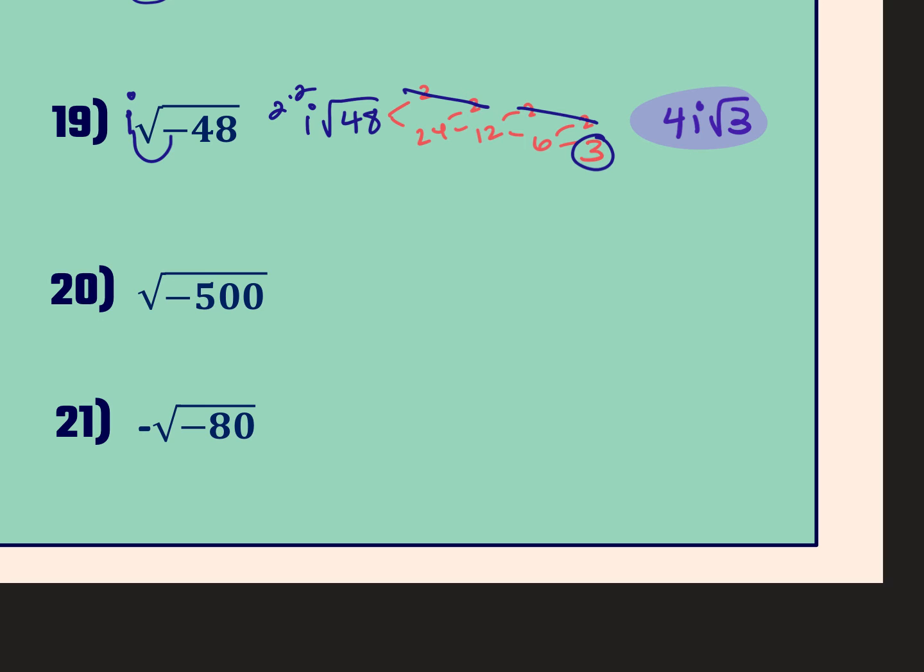Looking at 20, I want to take the negative out, so i square root 500. This is 5 times 100, which is 10 and 10. I can continue to break that down, or the 10 and 10 repeats, so it can come to the outside, and I get 10i square root 5.